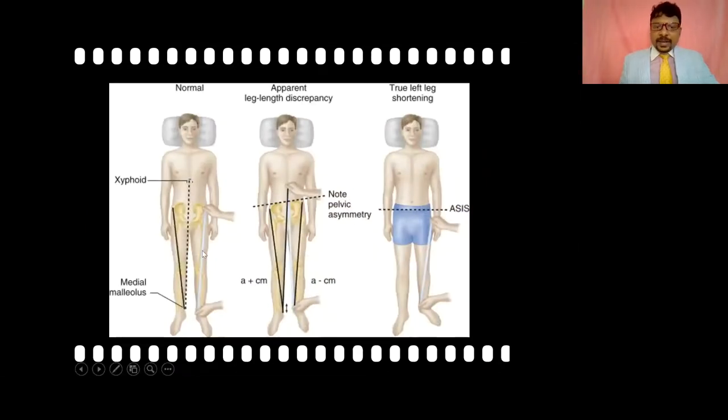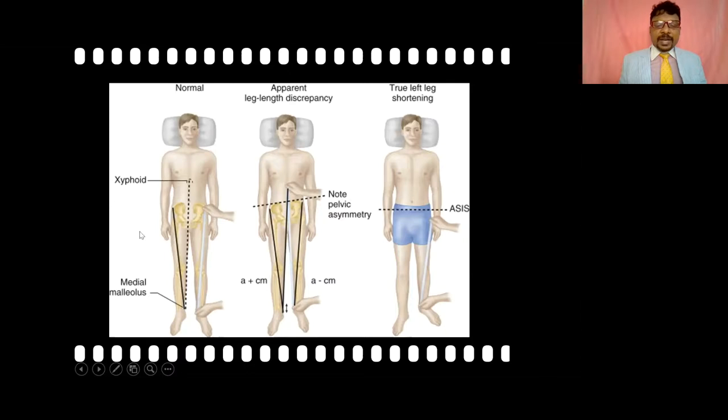If you see here, normally both hips are at equal levels. On the anterior side, the anterior superior iliac spines should be equal, and posteriorly the posterior superior iliac spines should also be equal. We take the measurement from the anterior superior iliac spine to the medial malleolus, and we can also check from the xiphoid process to the medial malleolus. In a normal person, both sides are equal, right side as well as left side.